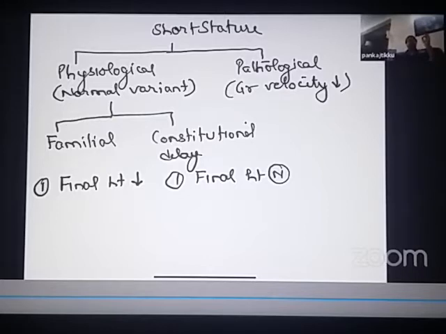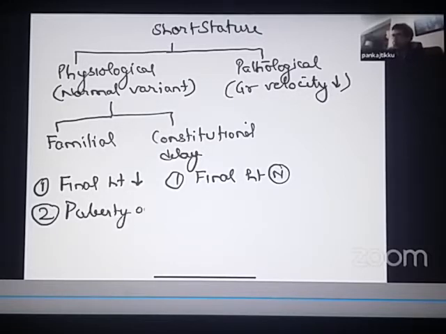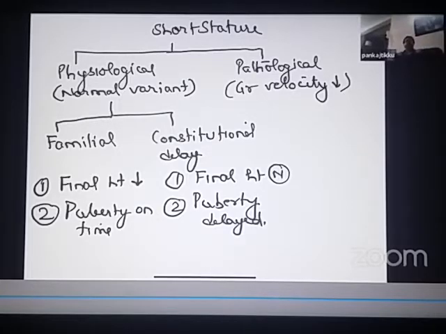So in which type of physiological short stature is the final height reduced? It is familial short stature. In which type is the final height normal? It is constitutional delay. Second, puberty. Puberty is always on time in familial short stature, while puberty is usually delayed in constitutional delay. So in which type are the pubertal timings on time? It is familial short stature. And in which type is puberty delayed? It is constitutional delay.